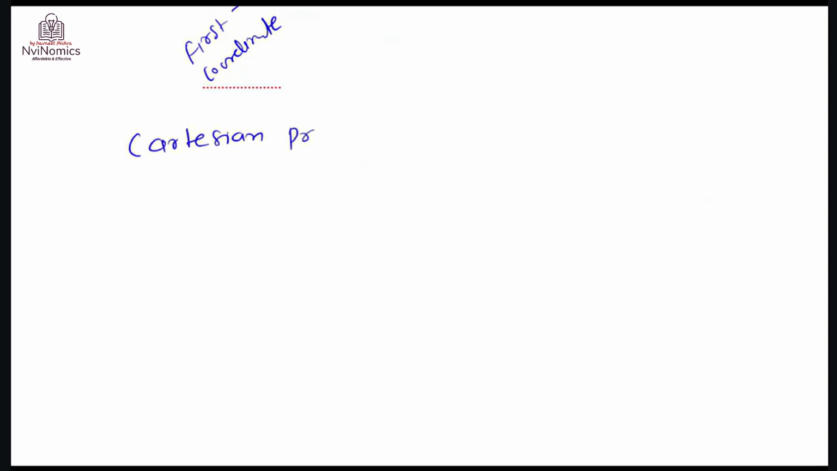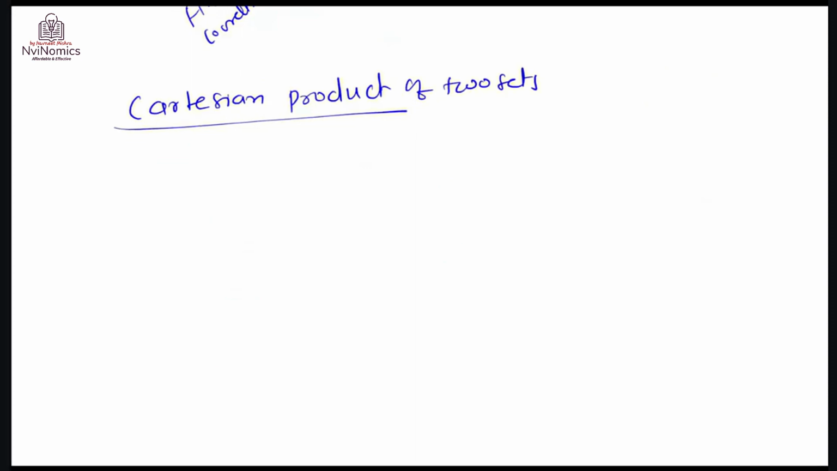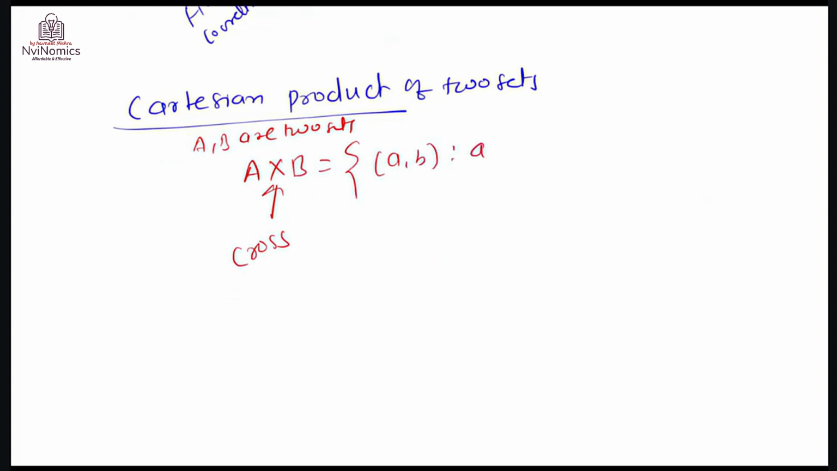Cartesian product. So in Cartesian product, what we do? The Cartesian product of two sets. Suppose there are two sets A and B. Then A cross B, we read as A cross B. A cross B is equal to the set of ordered pairs (a, b), where a belongs to A, the first coordinate is a member of A, and b belongs to B. This is called the Cartesian product of two sets.